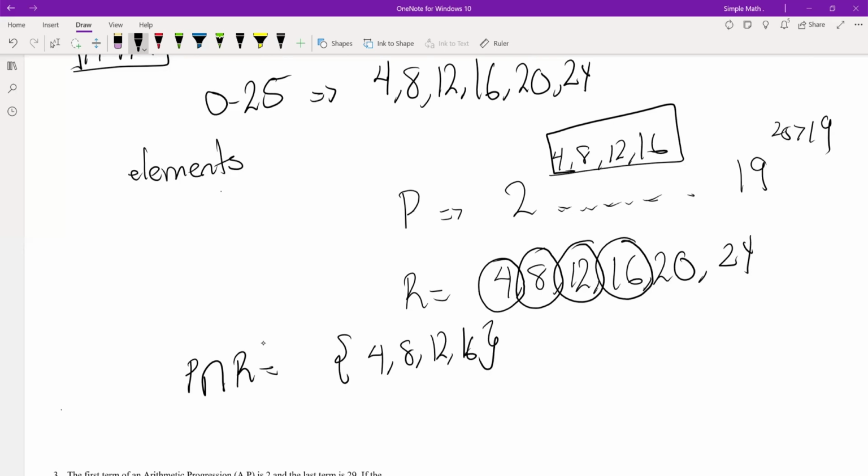When you say intersection, you're looking for the numbers that are present in both sets. 20 is in R, but it's not in P. 24 is in R, but it's not in P. 2 is in P, but it's not in R. So we're looking for elements that are present in both sets. That's what intersection means. If the question was P union R, we're simply joining everything together, adding all the elements together.